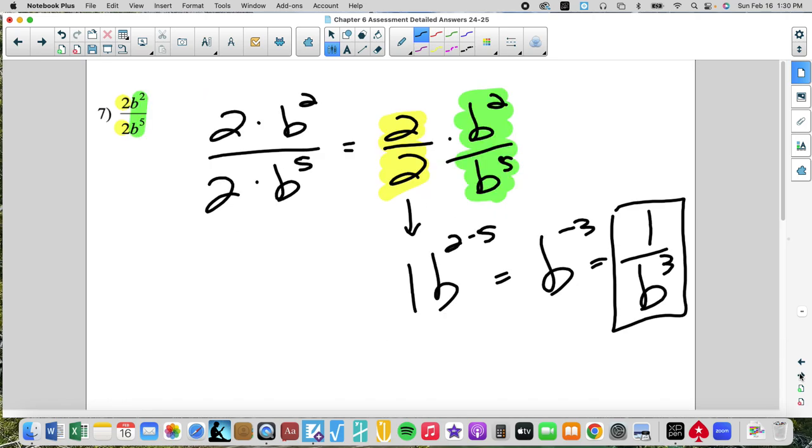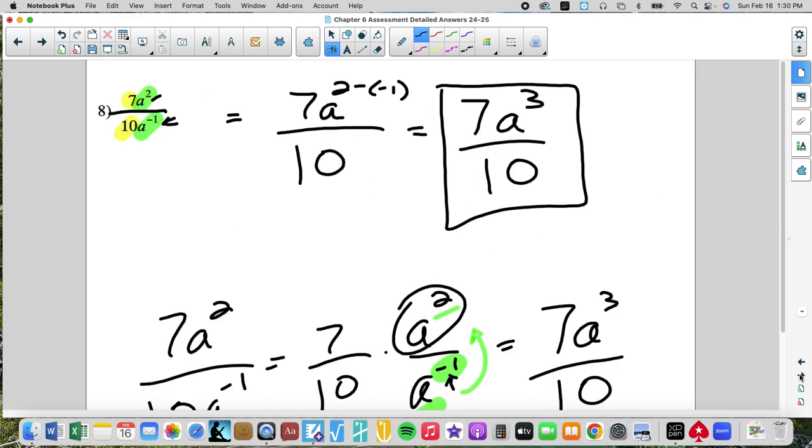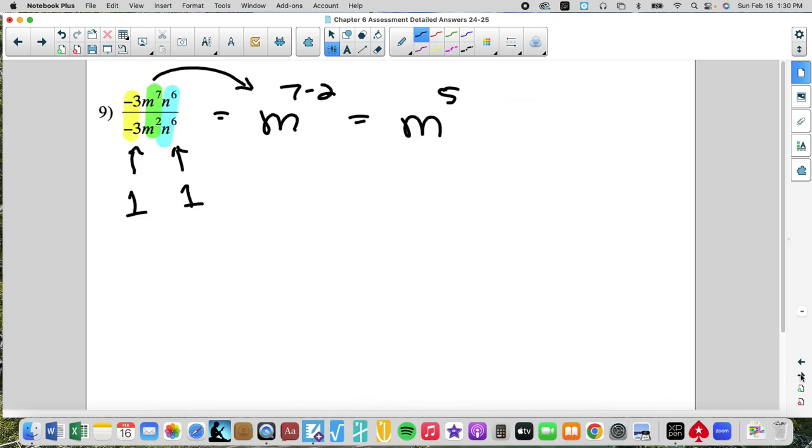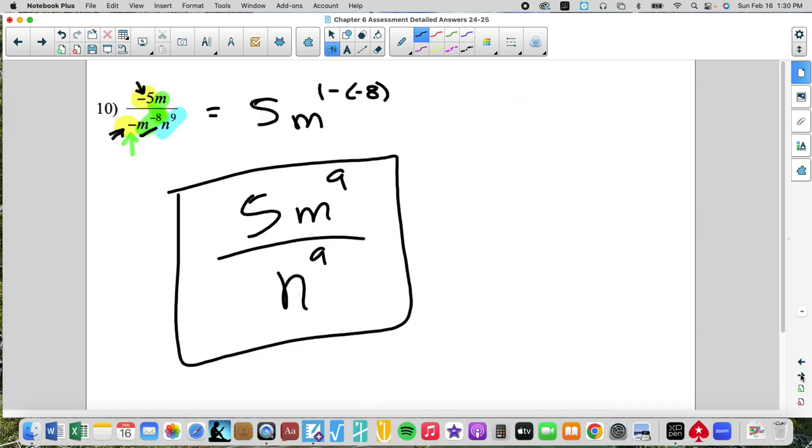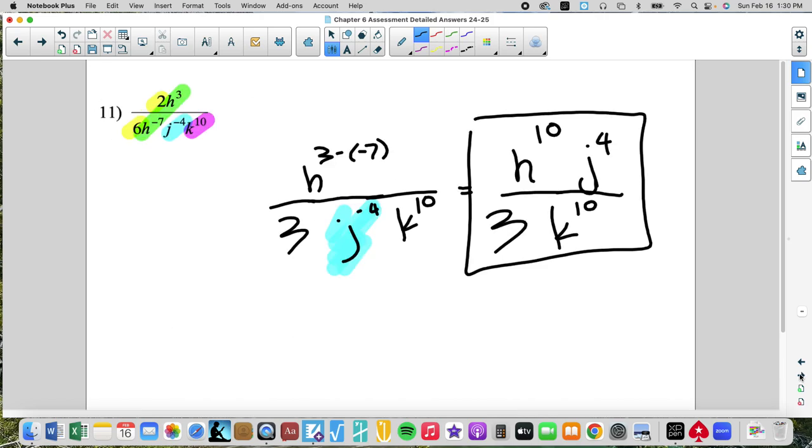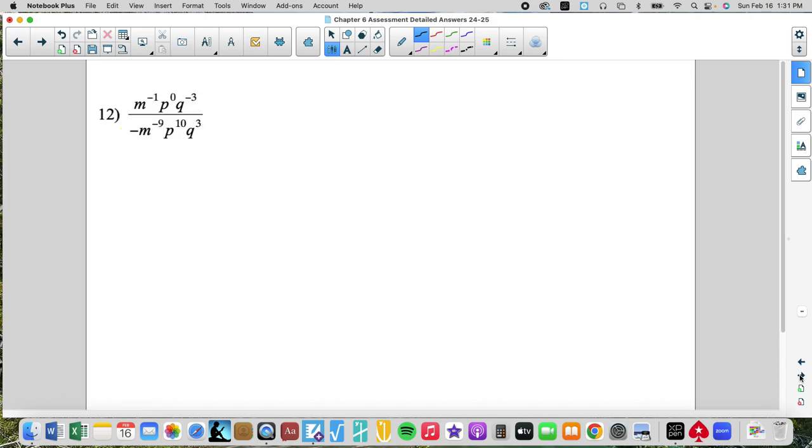There's only one variable in this answer. M and n are in separate numerator and denominator, so alphabetical order does not come into play. Here is our next alphabetical order. H comes before j, so we have to have h to the 10th, j to the 4th. We don't have multiplication signs in there. Those are just written next to each other. We understand that there's multiplication between variables, and we don't have a multiplication in there because 3 is a coefficient. Coefficient understands that we're multiplying.